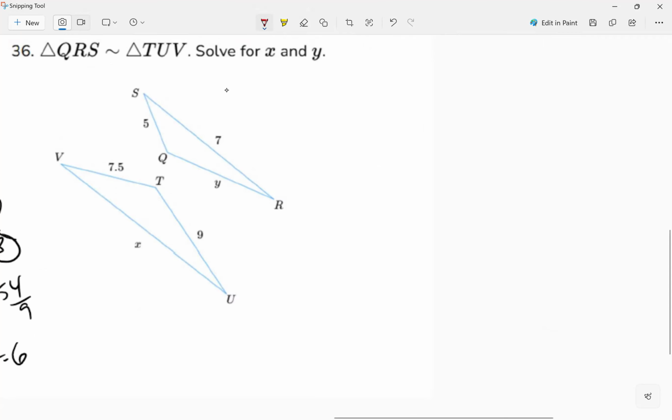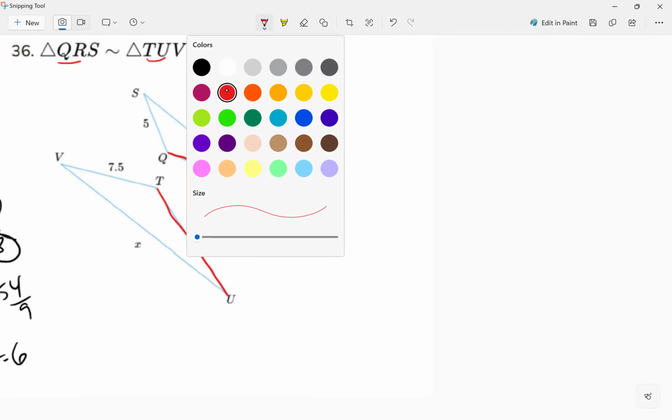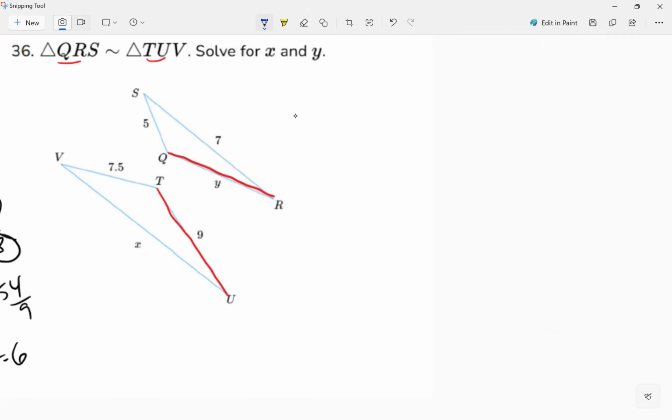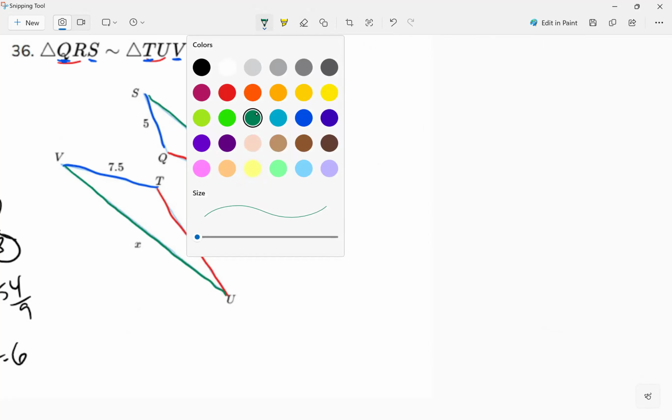Let me see the side QR. Notice I'm using the first two letters, has to be corresponding with the side TU. The side QS, which I'm using the first and third letter, has to be corresponding with the side TV. So I'm going back to the notation just to show, if you guys can already see it, what goes with what. I color coded so we can see.